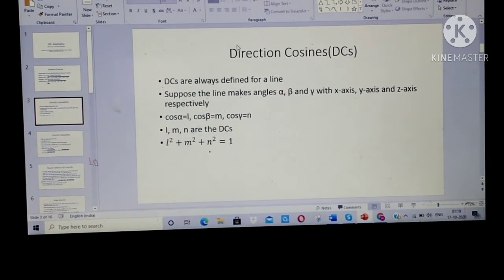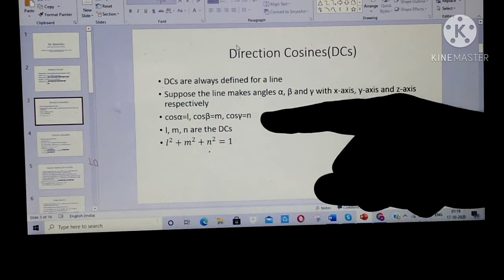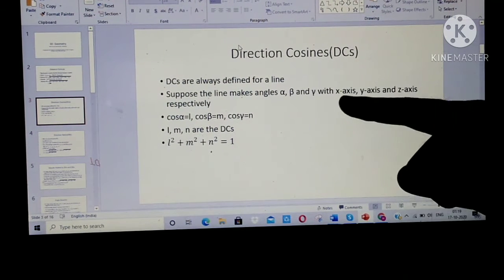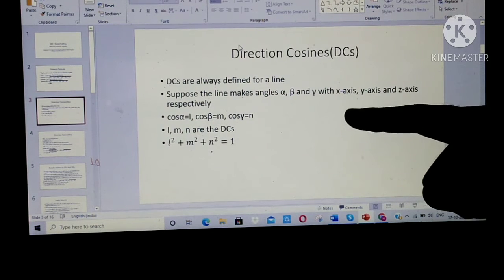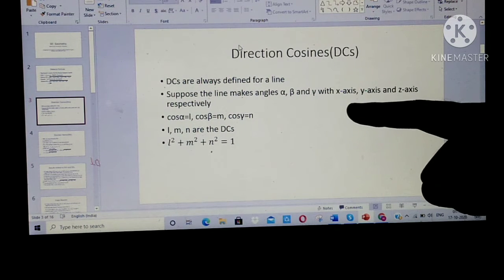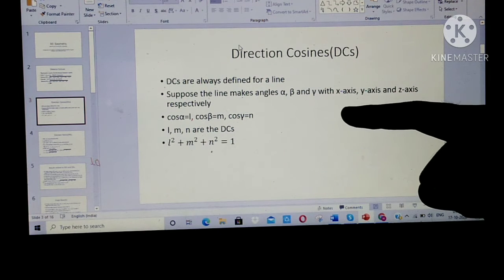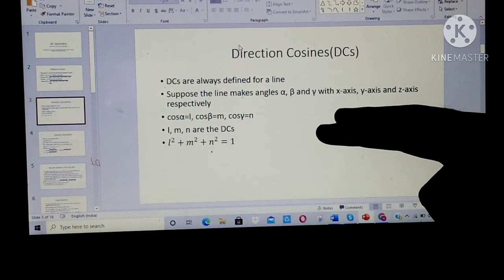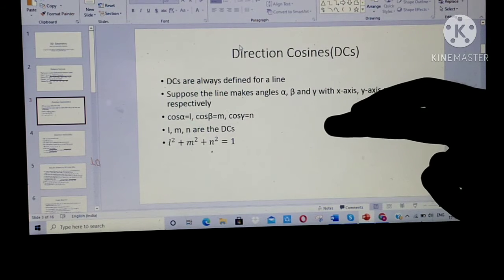Direction cosines are another concept. They are always defined for a line. I have defined that if a line makes angles alpha, beta and gamma with the x-axis, y-axis and z-axis respectively, then cos alpha, cos beta and cos gamma are represented by special names. Cos alpha is called L, cos beta is called M, and cos gamma is called N. These elements form the set of direction cosines. If we square them and add them, we get the value 1. That is, L square plus M square plus N square is always equal to 1.